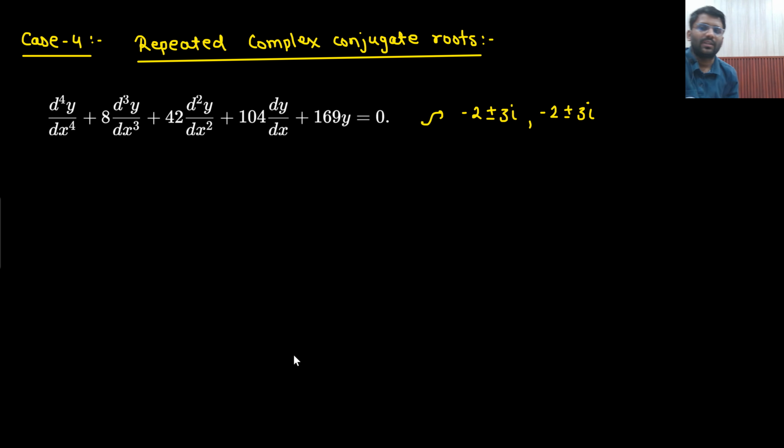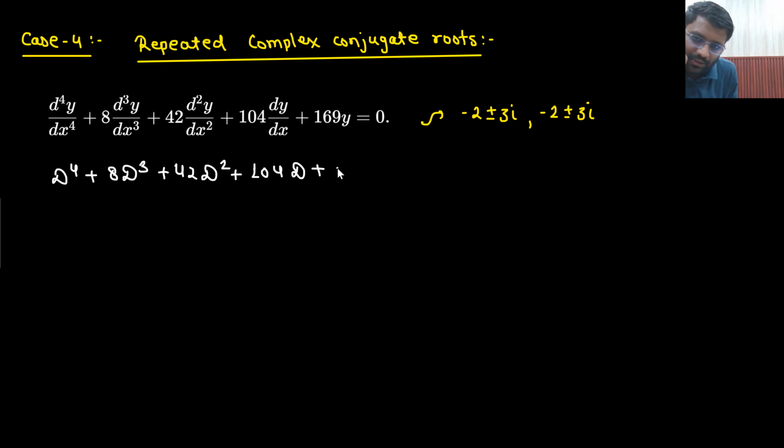Let's go to the next example. This time repeated complex conjugate roots are there. You don't need to solve this differential equation, basically you don't need to solve the characteristic equation. What will be the characteristic equation? D to the power 4 plus 8d cube plus 42d square plus 104d plus 169. It is nearly impossible to solve by hand. When you solve, the answer you will get is minus 2 plus minus 3j, minus 2 plus minus 3j.